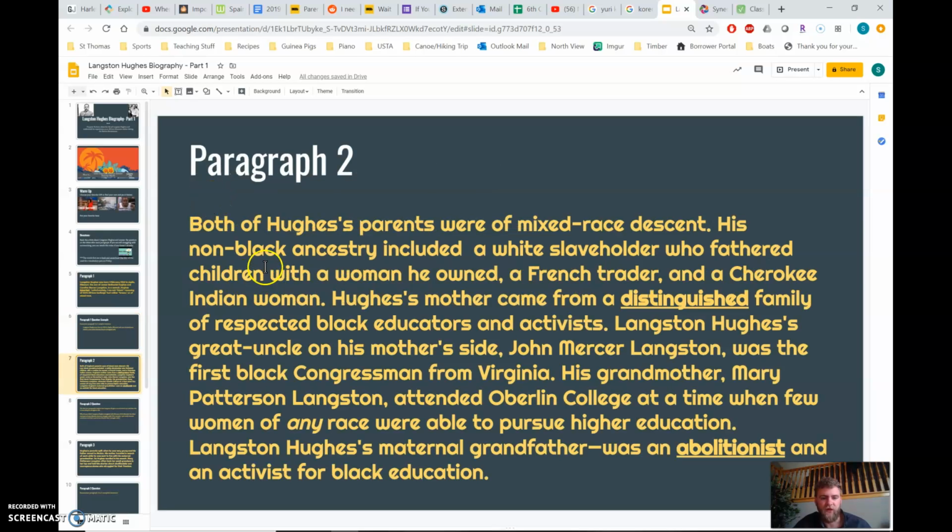All right, paragraph 2. Both of Hughes' parents were of mixed race descent. His non-black ancestry included a white slaveholder who fathered children with a woman he owned, a French trader, and a Cherokee Indian woman. Hughes' mother came from a distinguished family of respected black educators and activists. Langston Hughes' great uncle on his mother's side, John Mercer Langston, was the first black congressman from Virginia. His grandmother, Mary Patterson Langston, attended Oberlin College at a time when few women of any race were able to pursue higher education. Langston Hughes' maternal grandfather was an abolitionist and an activist for black education.